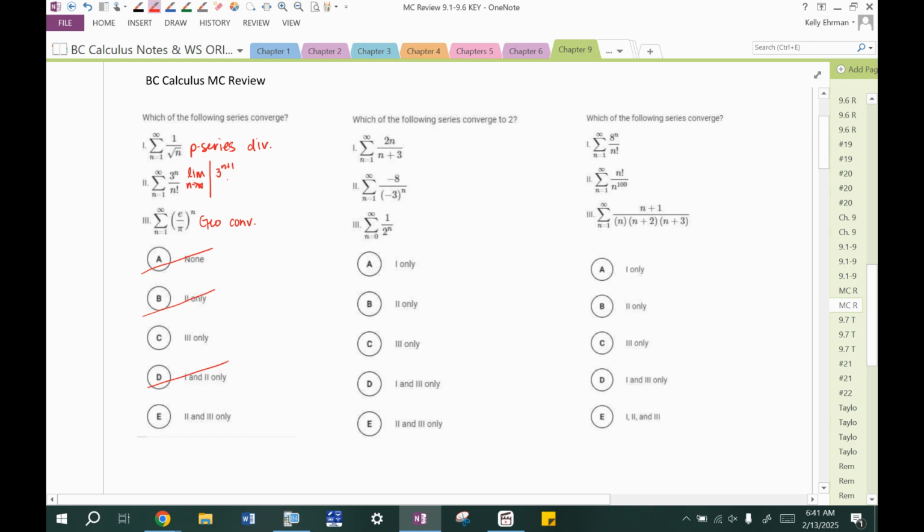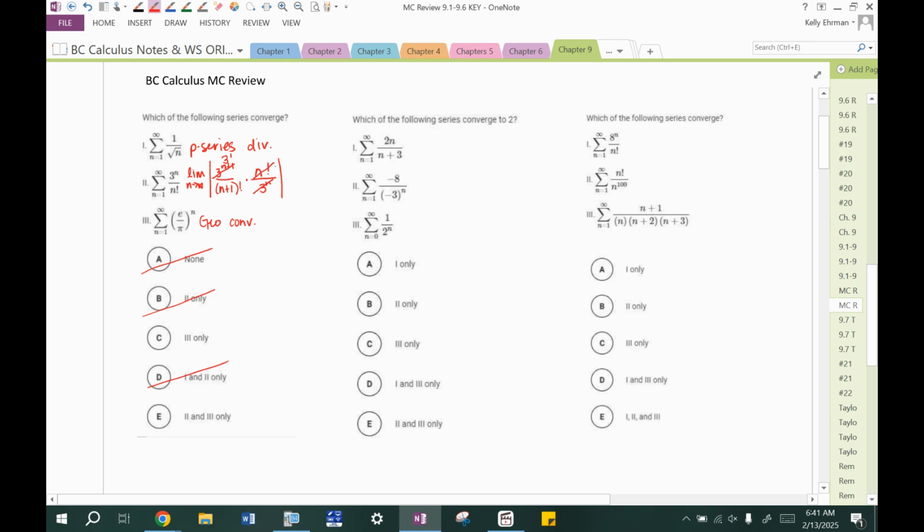You'll have more room to work on your test. More space to do this stuff. But I'm doing ratio test, the n plus 1 term divided by the n term. 3 to the n cancels with 3 to the n plus 1 and leaves you with 3 to the first.